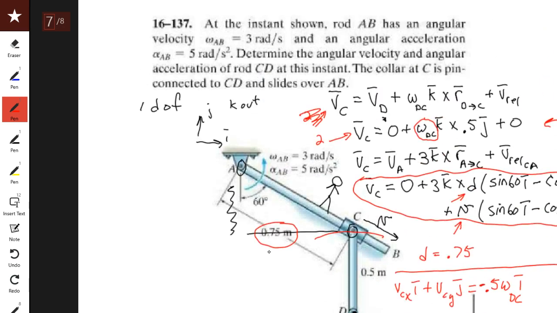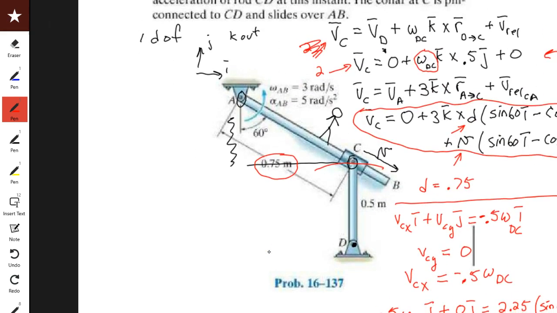Now they also want the acceleration, so what do I do? I mimic the velocities. So I'll put those in blue over here on the left. So the first equation, I'm just going to mimic this guy right here. The acceleration of C equals the acceleration of D.